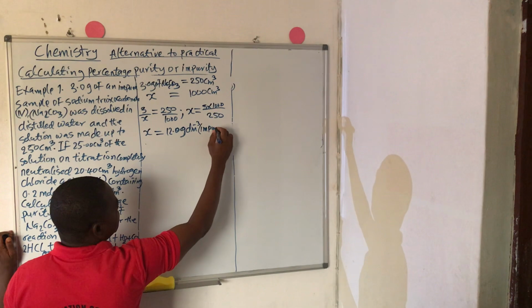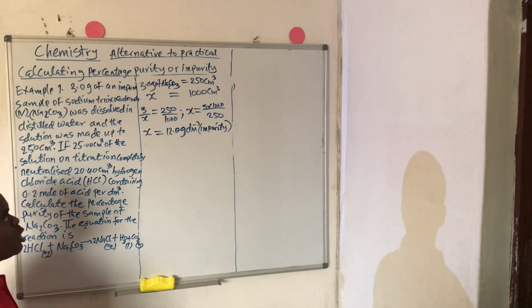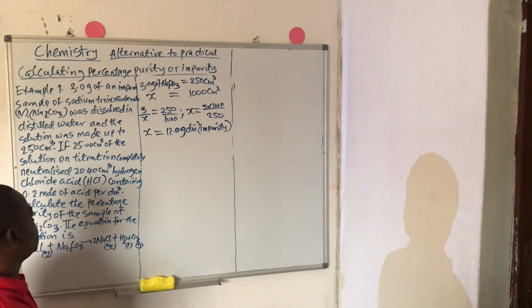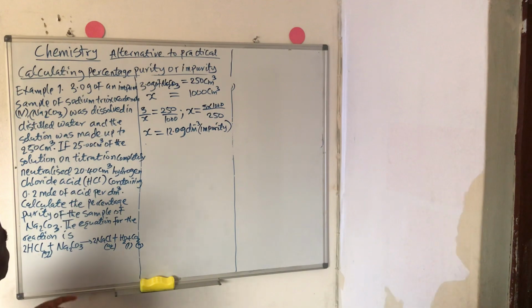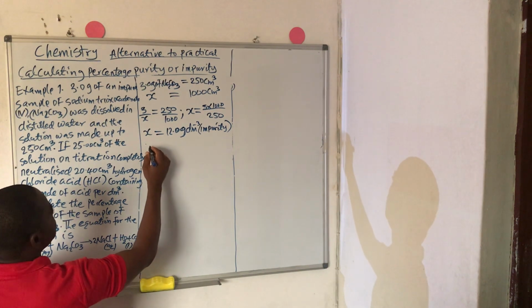Sorry, it's called the impurity, not percentage impurity. The impurity that was involved is this one. Now, how do we get the pure component that actually does the reaction during neutralization? We need the pure component, and we can find it from this relationship.